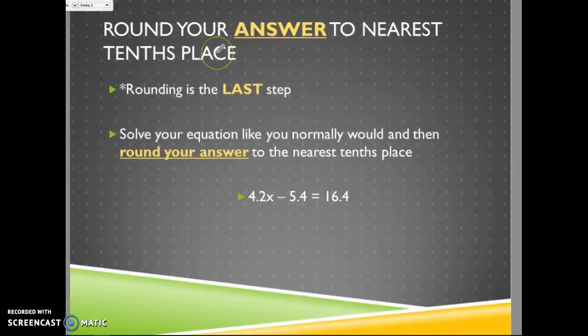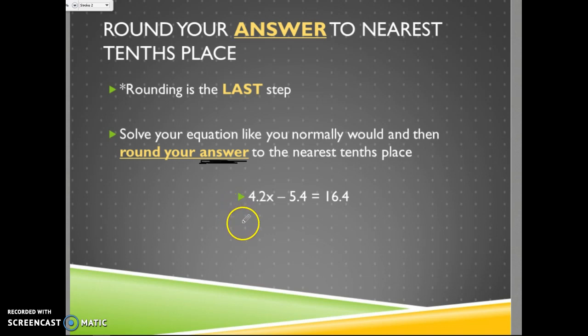So the first one has you rounding your answer to the nearest tenth place. And when determining how to answer questions like this, mainly you're looking for something that says rounding your answer, and that will indicate to you that you should solve it like you normally would, but then round as your last step. So in this equation, 4.2x minus 5.4 equals 16.4.